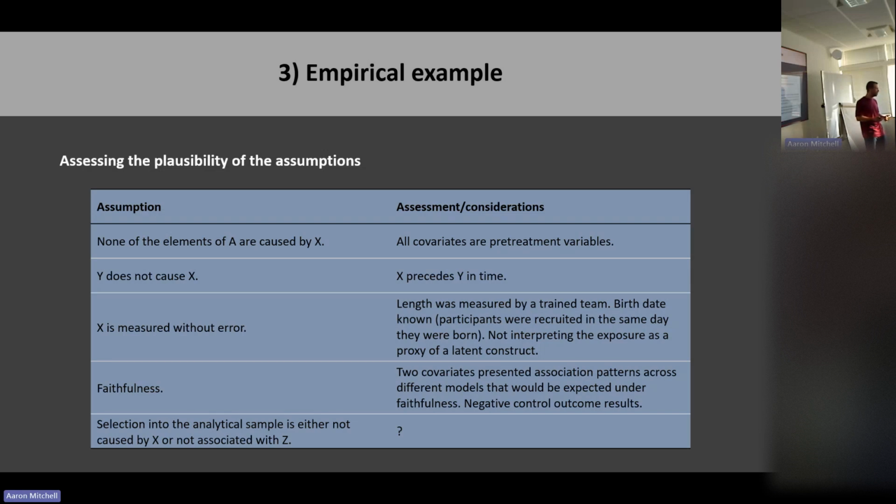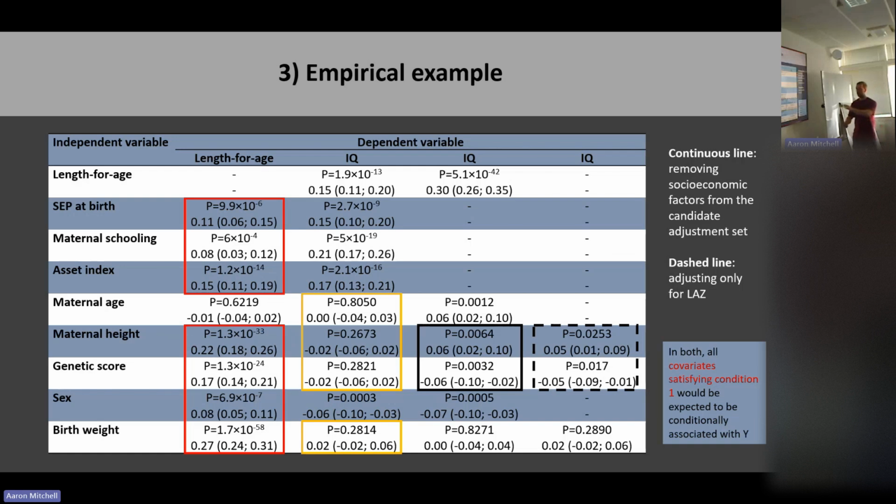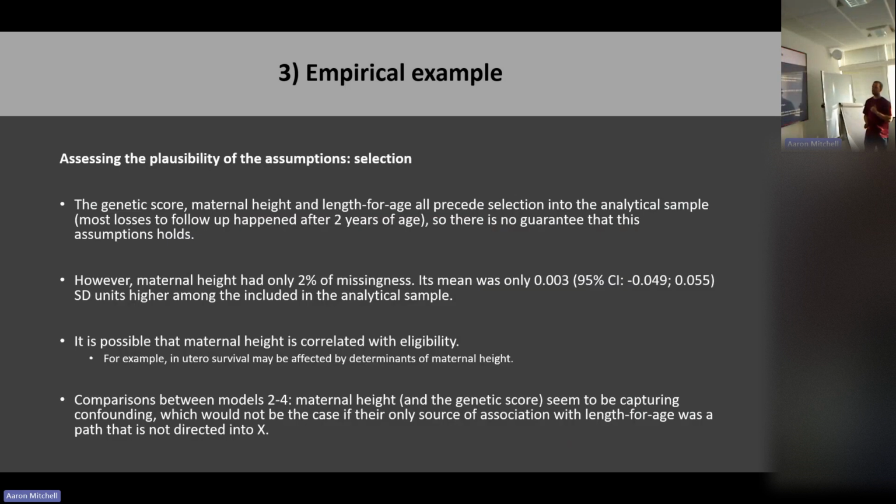So we still need to check the last assumption of selection. The first thing that we need to note is that the two covariates that presented expected patterns according to faithfulness, maternal height and the genetic score, as well as the treatment, they all precede selection into the analytical sample, and this is because most of the losses to follow-up in our cohort have happened after 2 years of age. So we just have no guarantee that this assumption holds. It may well be the case that the exposure influences selection, because it might causally affect the probability of being followed up over time, and genetic score and maternal height might also be associated with selection in some way or another.